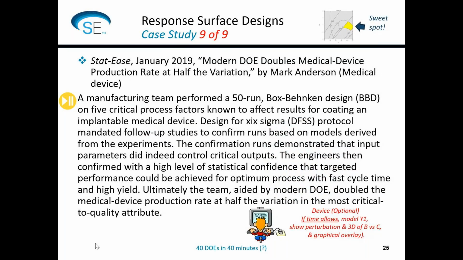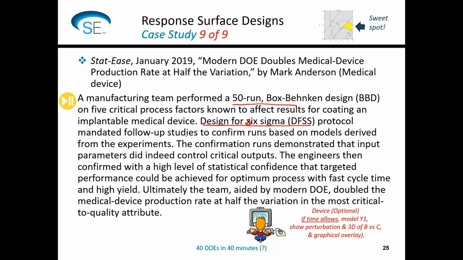This case study is interesting. We found a really nice sweet spot I have in the upper right corner. Time is not going to allow me to show this, but it was a 50-run Box-Behnken design. And it was done as part of a design for Six Sigma. It should be 6, it's designed for Six Sigma. And this was done at a well-known medical device company, and I had this all together to publish.